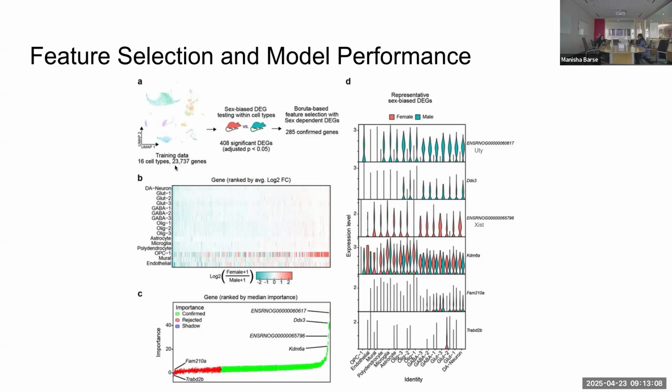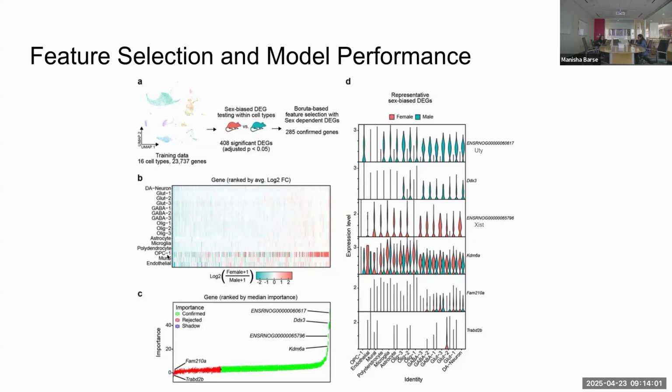cell types and 23,000 genes, they identify 408 significant differentially expressed genes with adjusted p-values less than 5%. These differentially expressed genes were passed to the feature selection, which confirmed, of the 408 differentially expressed genes, 285 differentially expressed genes. After this, in panel B, they show genes ranked by average log fold change for different cell types.